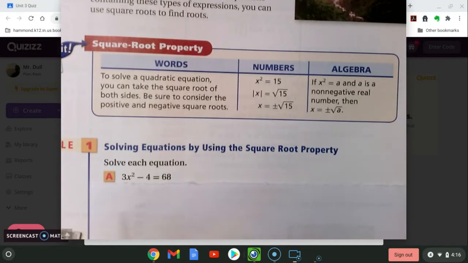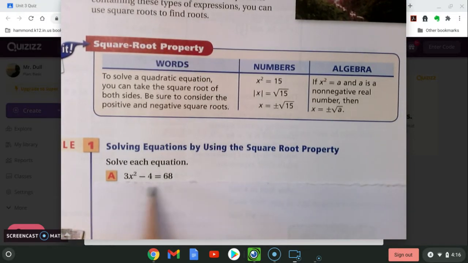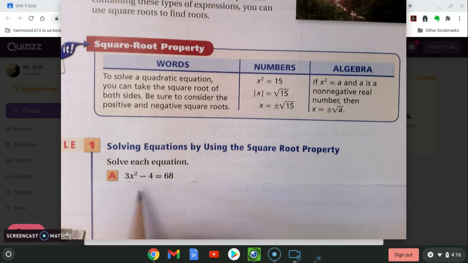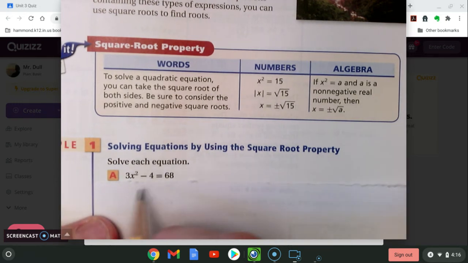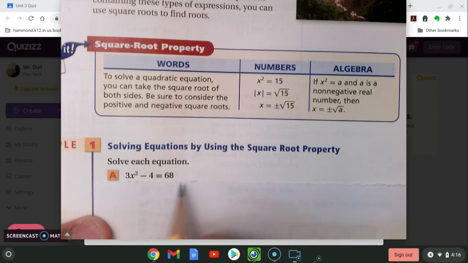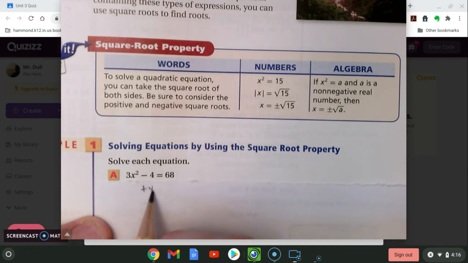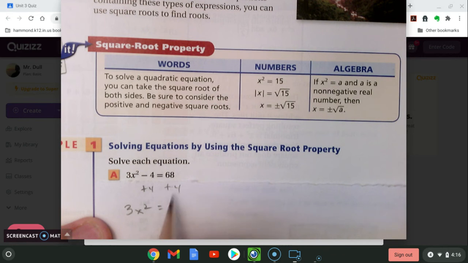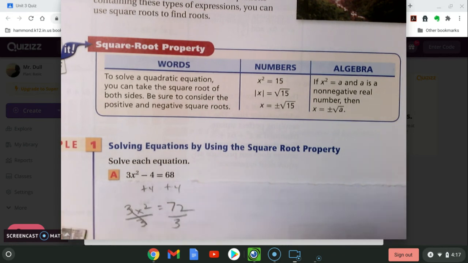So if we were given this equation to solve, 3x squared minus 4 equals 68. Well, I can't really do anything with this to factor it, all right? So let's go ahead and let's isolate the x squared on one side, constant on the other, and see what happens. So add 4, add 4. 3x squared equals 68 plus 4, which is 72. Let's isolate the x squared by dividing by 3. 3 divided by 3 is 1, right?